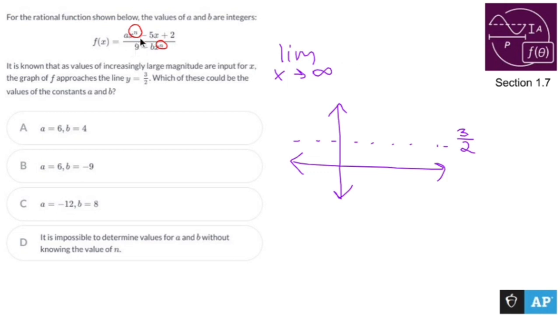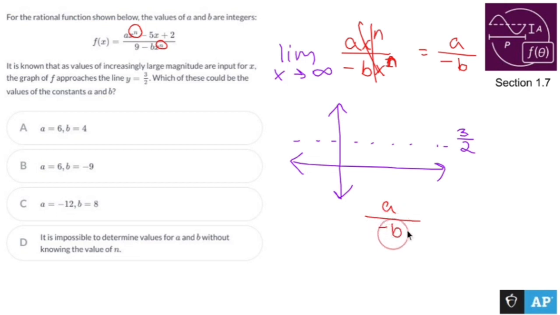Okay, I care about the leading coefficients. The leading coefficient up here is a x to the n or x to the 8 or whatever, and the leading coefficient down here is negative b x to the n. Now, in order for us to hit a horizontal asymptote, these have to be the same. These cancel out. Now, since x approaches infinity and I'm left with just this fraction, like so, the limit part doesn't really matter. And a over negative b has to end up equaling 3 over 2.